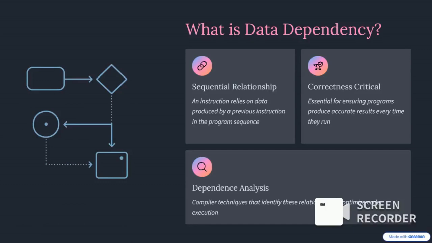So what exactly is data dependency? In simple terms, instructions in a program are not independent. Most instructions depend on the result of a previous one. It's like a relay race. One runner must pass the baton before the next can continue. Now, this is not just about speed, it's about correctness. If we try to execute instructions too early or out of order, we might get the wrong result. That's why data dependency management is critical.